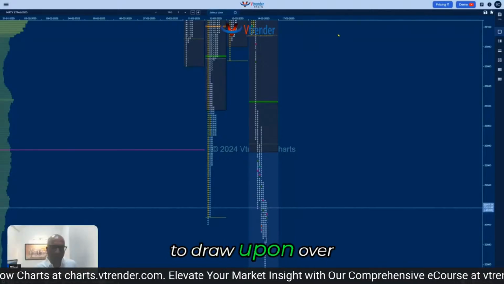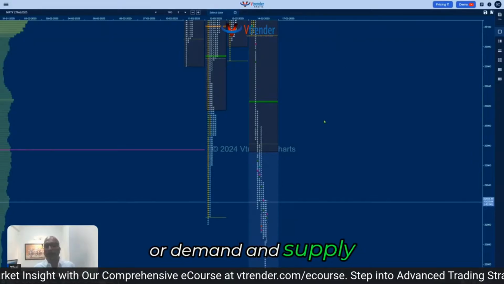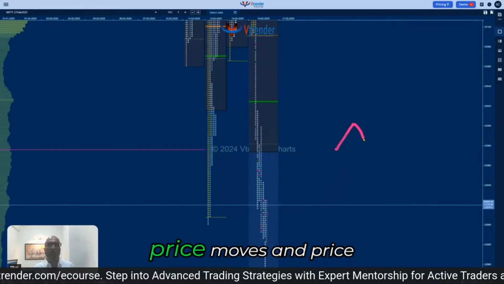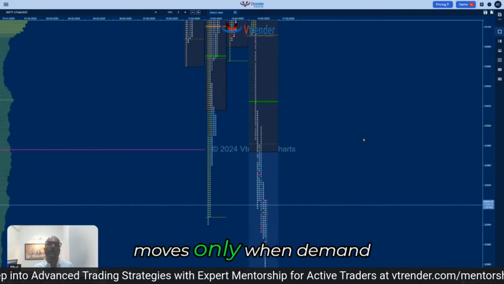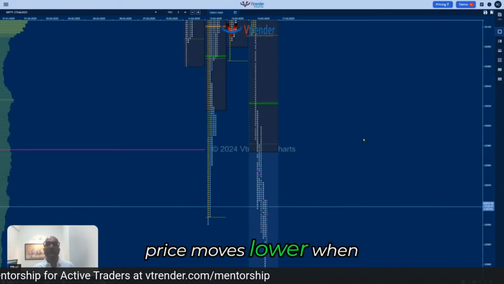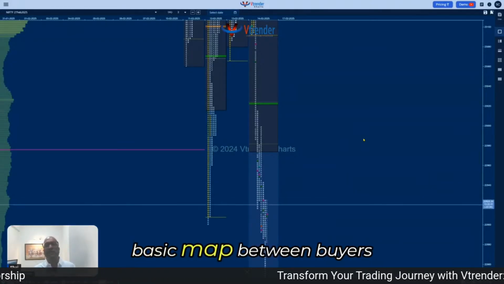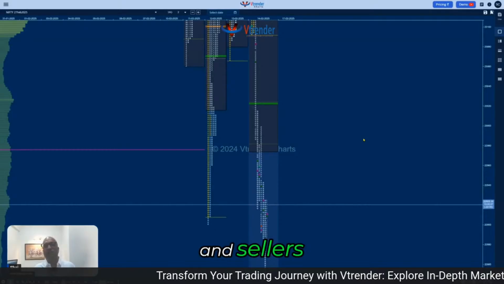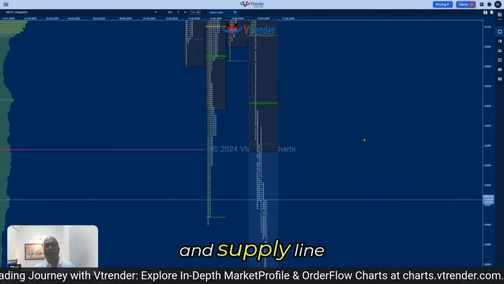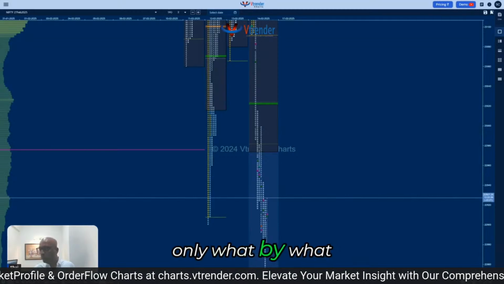But what I want to draw upon over here is the equation between buyers and sellers, or demand and supply. And at every point in time, this equation keeps changing. And because it keeps changing, price moves. Price moves up only when demand is greater than supply. Price moves lower when supply is greater than demand. So once we understand this market as a basic math between buyers and sellers, between demand and supply, what we have to understand is how do we track this demand and supply line. And in all my years of trading, I have been able to do that only by what I call an order flow chart.